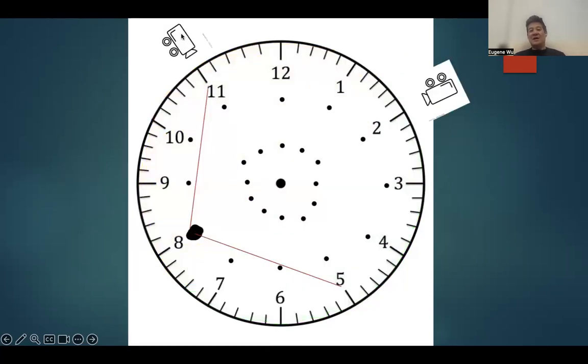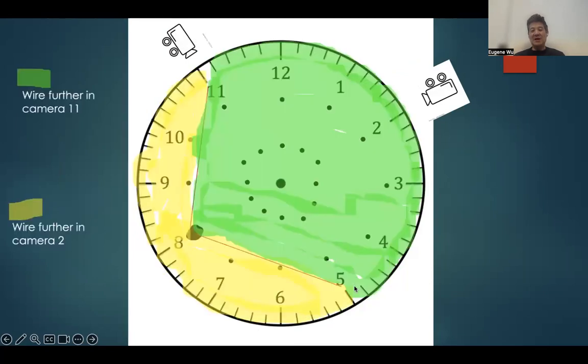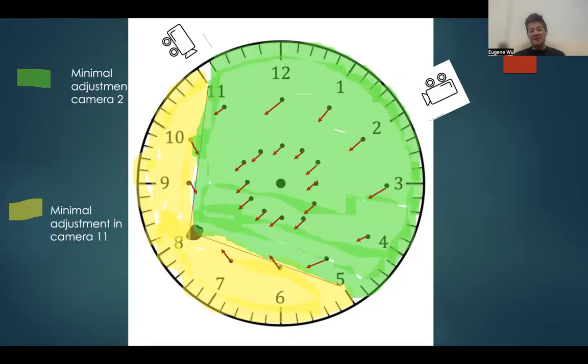We've done it with cameras at the back. What are the cameras on the far side compared to the distal true lumen? These are the two equal points line. Again, everything in green is further in camera 11. Everything in yellow is further in camera 2. When we turn the wires, this is where they point.